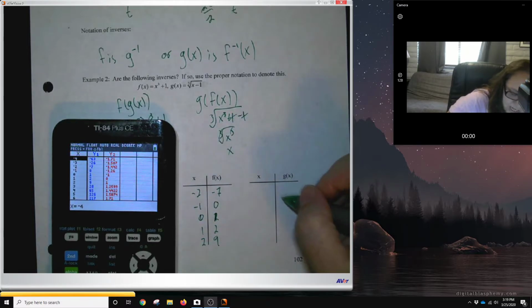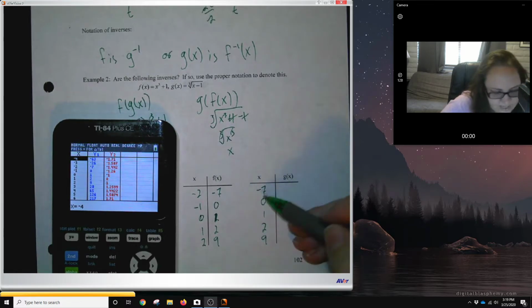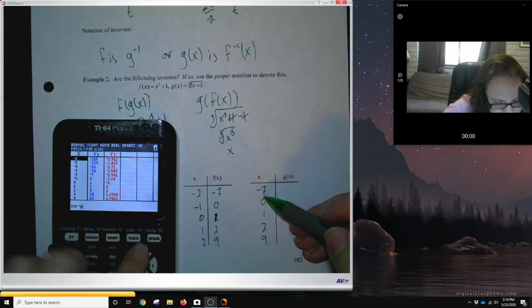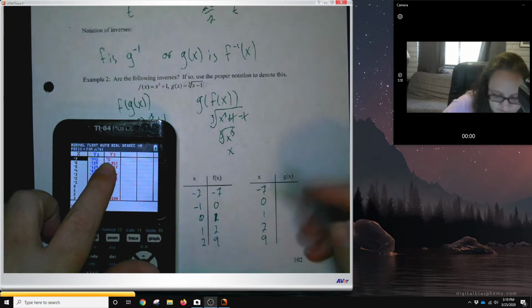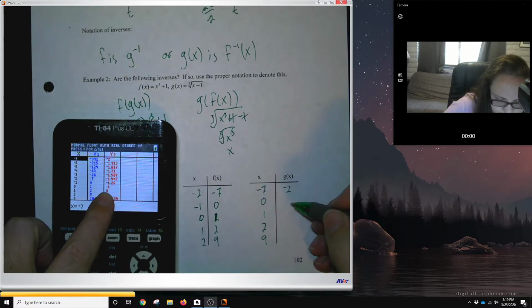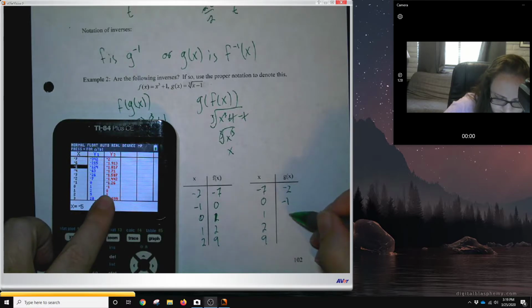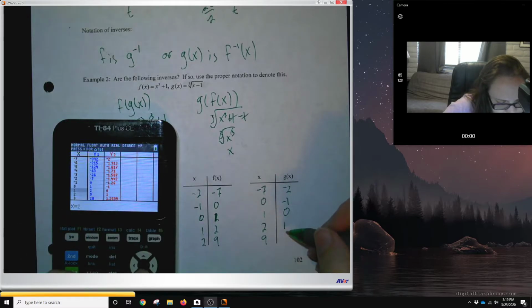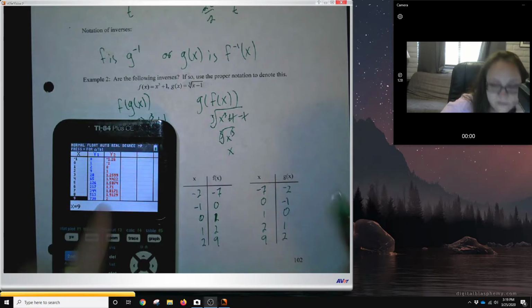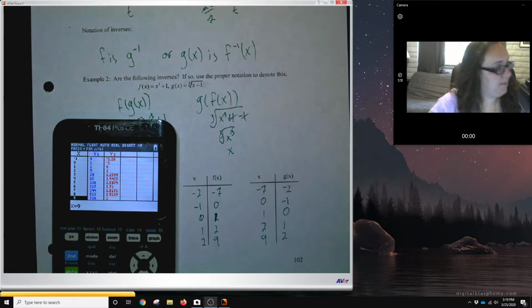I want to look at g and what happens at these values. At -7, g, which is my y2, is -2. At 0, g was -1. At 1, g was 0. At 2, g was 1. And at 9, g was 2. So notice that all of my x and y values flipped places.